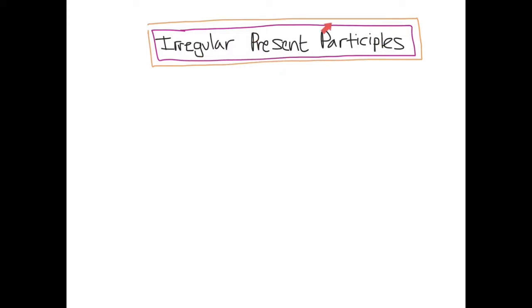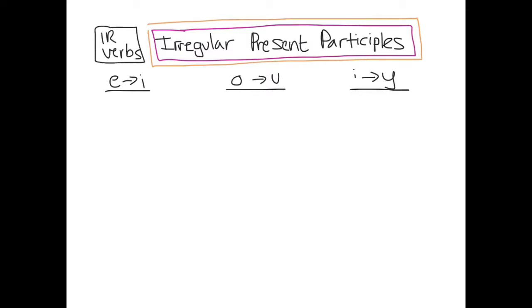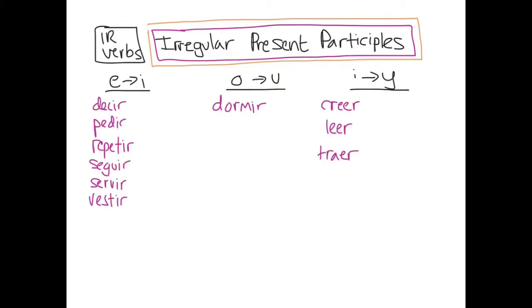Now let's talk about irregular present participles. When the -ando and -iendo endings are irregular, we have to memorize those things. Luckily, they're the same in present and imperfect progressive because they both use the same present participles. IR stem-changing verbs are going to have changes as present participles as well. We've got three different types: E to I, O to U, and I to Y. In E to I, we've got decir, to say or to tell, pedir, to ask for, repetir, to repeat, seguir, to follow or continue, servir, to serve, and vestir, to dress. Then we've got dormir for our O to U category, which is to sleep. And then in I to Y, these are a little weird, and we'll go over why they have that change in that double vowel situation. Creer means to believe, leer is to read, and traer is to bring. All of these will have irregular -ing forms.